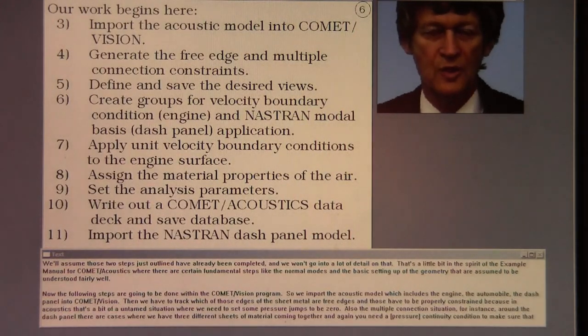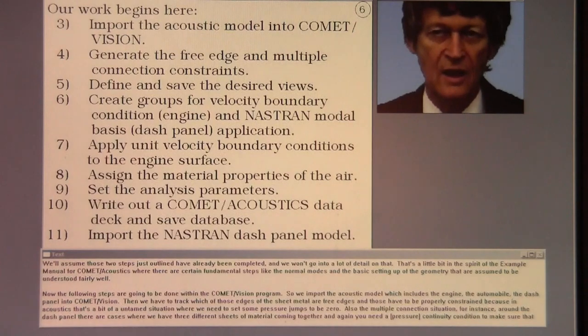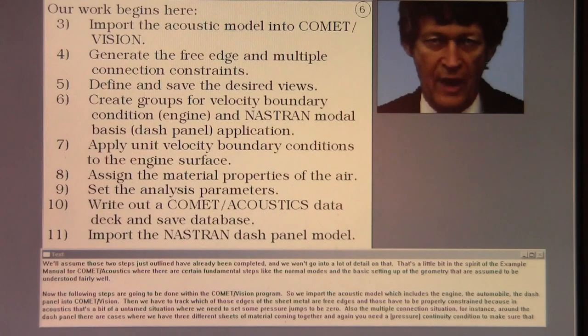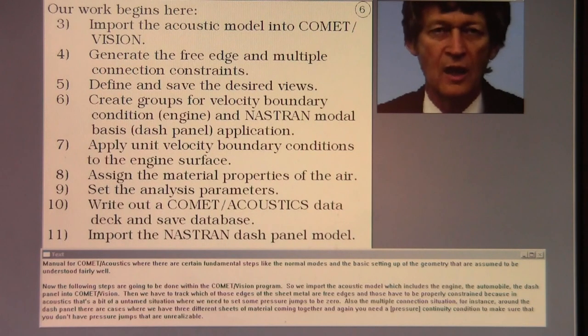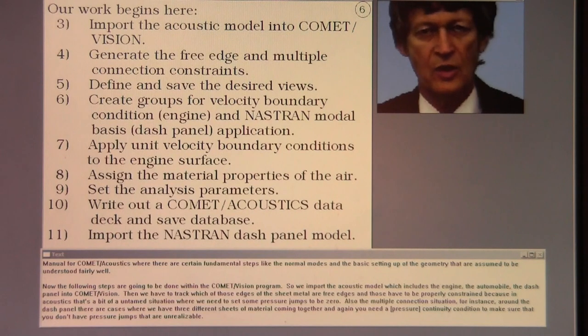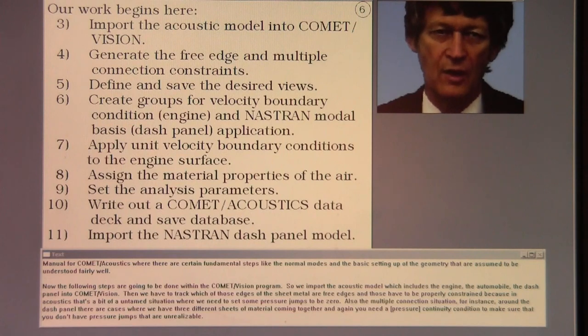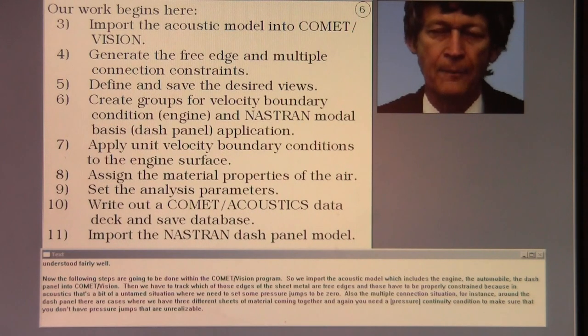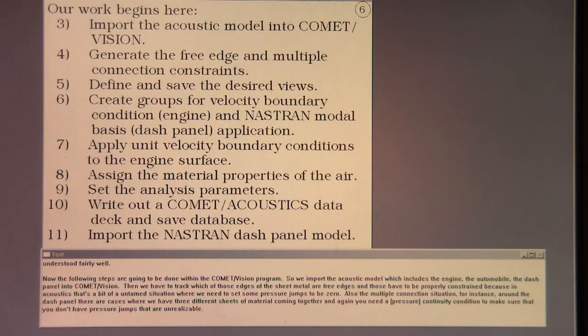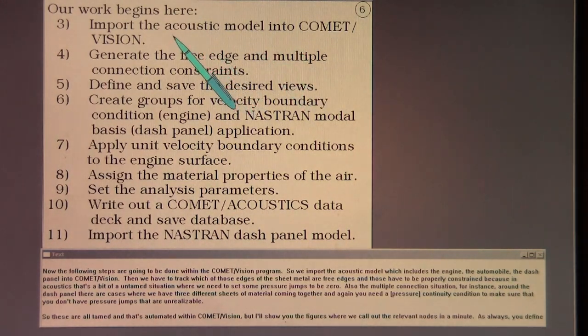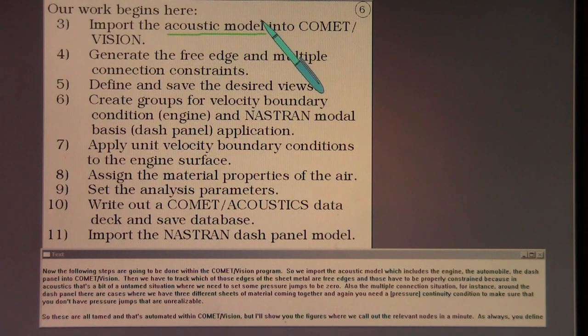We'll assume that those two steps just outlined have already been completed, and we won't go into a lot of detail on that. That's a little bit in the spirit of the example manual for Comet Acoustics, where there are certain fundamental steps like the normal modes and the basic setting up of the geometry that are assumed to be understood fairly well. Now, the following steps are going to be done within the Comet Vision program. So we import the acoustic model, which includes the engine, the automobile, the dash panel, into Comet Vision.